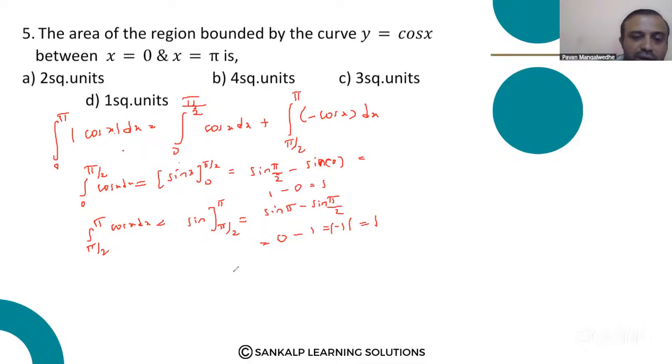So finding the total area, including these two, the total area is area 1 plus area 2. We got area 1 as 1, and area 2 also 1, so 1 plus 1 is 2, that is option A, 2 square units.